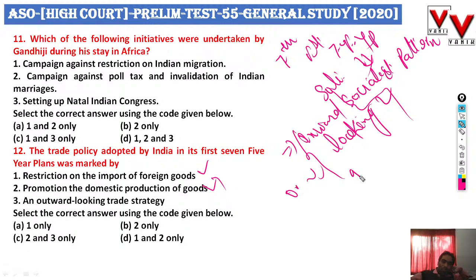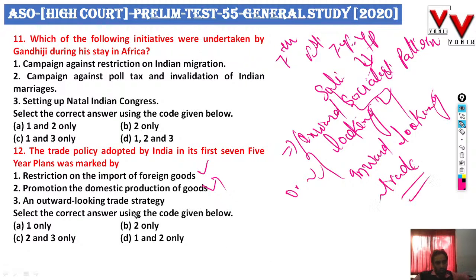That means in the first 7 5-year plans, the policy of India was an inward looking trade policy. That means we were not focusing on export and import. And outward looking trade policy, that is wrong. So the right answer is going to be 1 and 2, which is mentioned under option D. So the 12th right answer is going to be D.